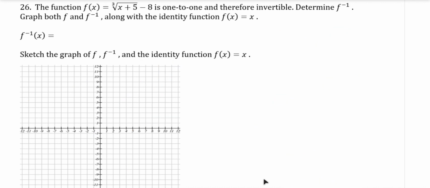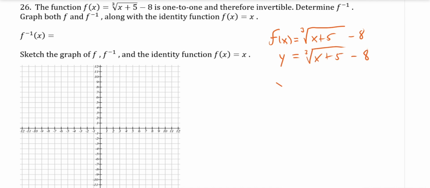Here we have yet another cubic, or this one's a cube root, and we're going to find its inverse, which is going to be a cubic. If we start with f of x equal to the cube root of x plus 5 minus 8, we want to write this in dependent variable notation to make things a little bit easier to switch. We want to switch the roles of x and y. We want to solve now for y.